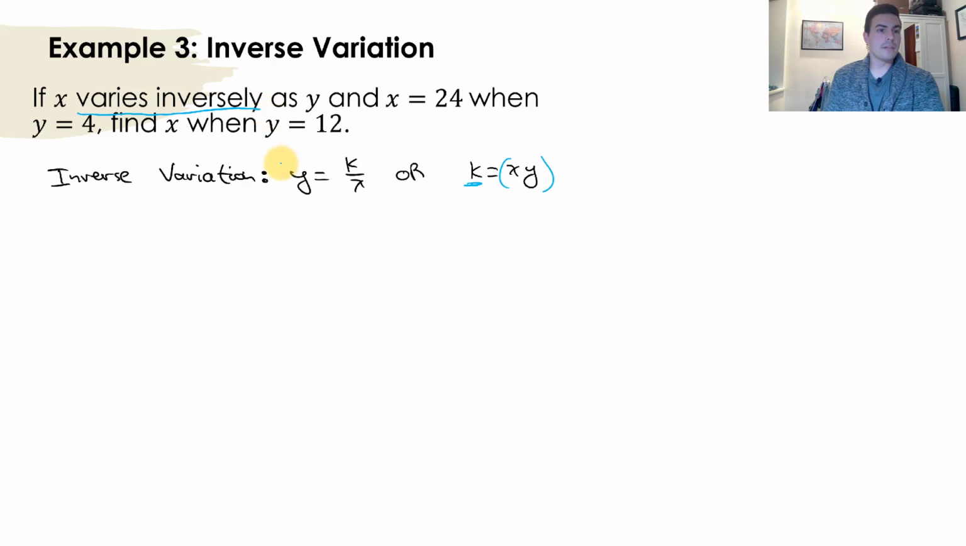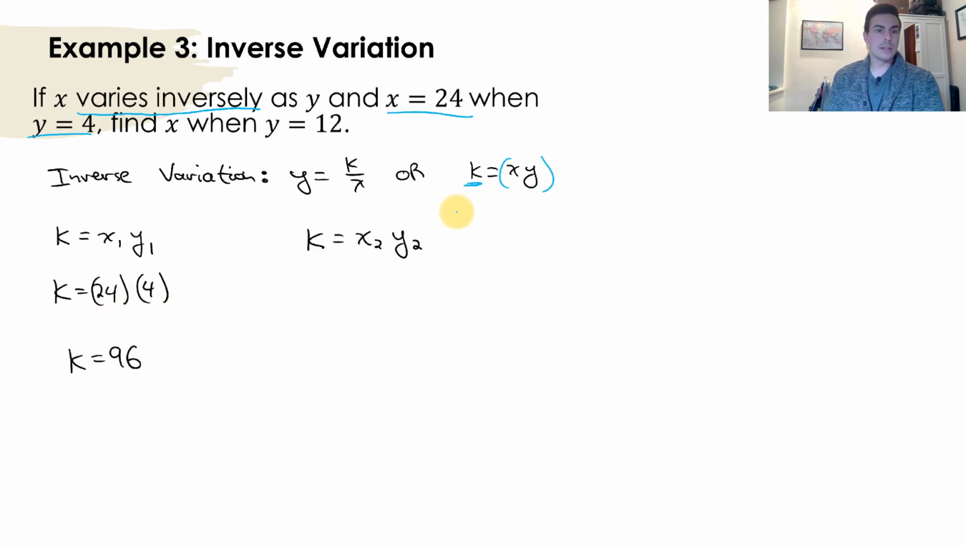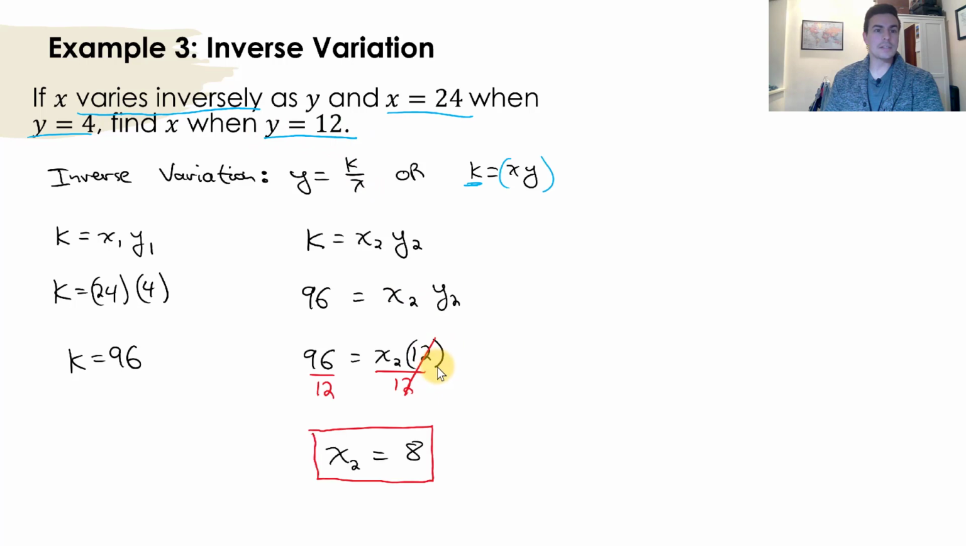All right, so I'll have k is equal to x1 y1, and we're given 24 and 4. So we can plug that right in and find a k value of 96. And we'll take a look at our second situation, k equals x2 y2. And we can plug in our value for k that we know is 96, we just found. However, we also know this value for y, right? Because that y2 we know is going to be 12. We can divide by 12 on each side and get an x value of 8.